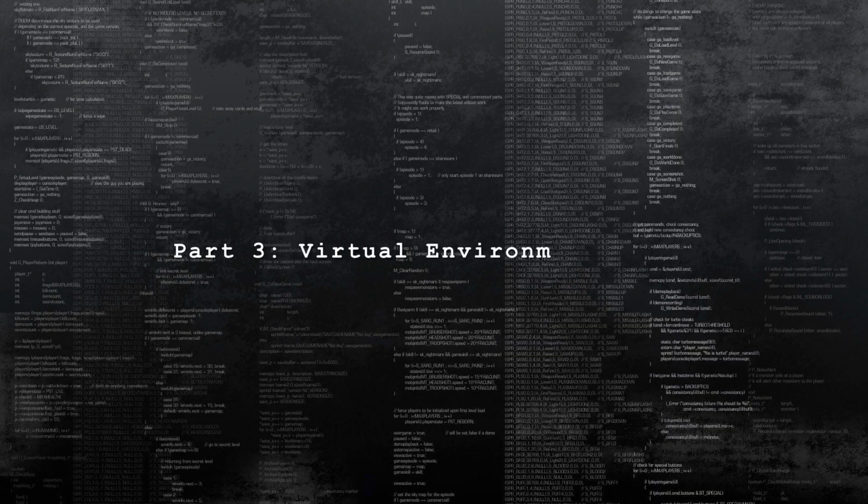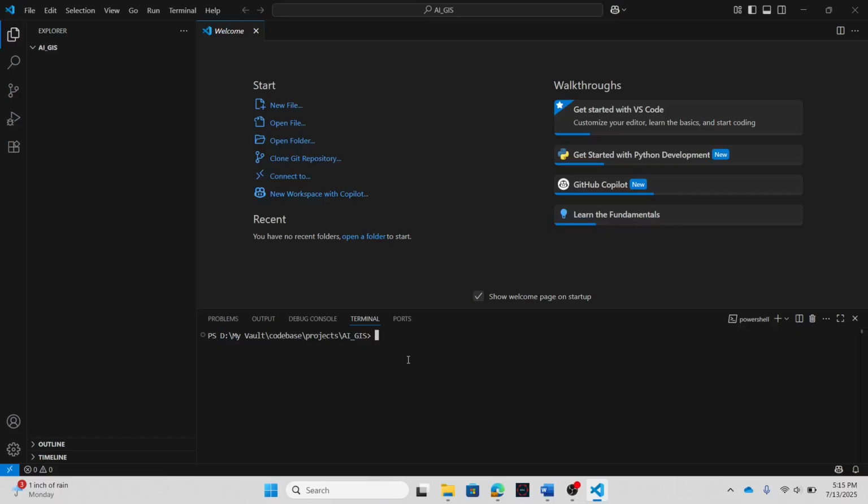We're now setting up a virtual environment so our project has its own isolated Python environment. First, I'm checking that Python is installed correctly by typing python --version. Now I'll run this command to create a virtual environment, python -m venv venv. That's created, I'll activate it.